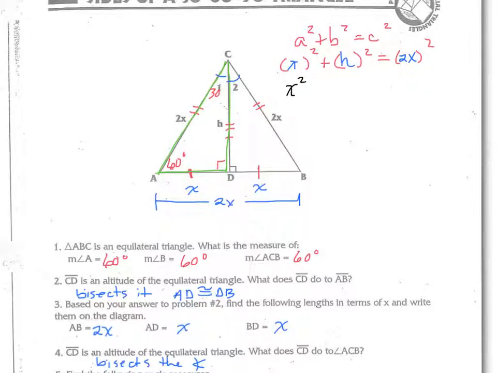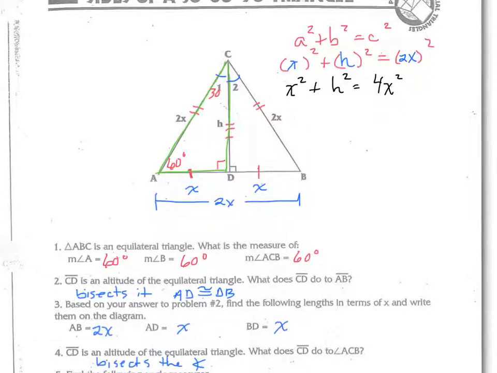x squared. When you square h squared. What happens when you square 2x? You have to square the 2 and the x. So 2 squared is 4. x squared is x squared. If we're solving for h, what do we want to do now?